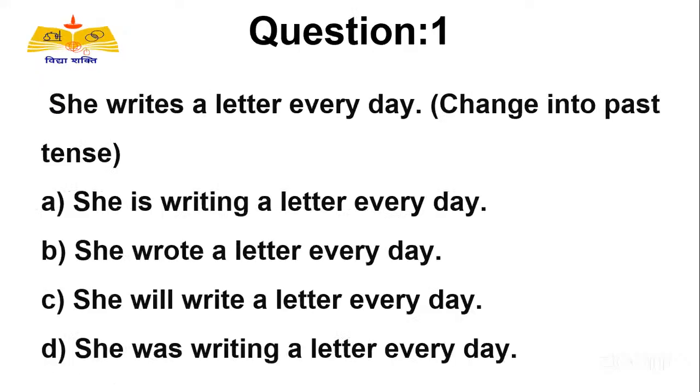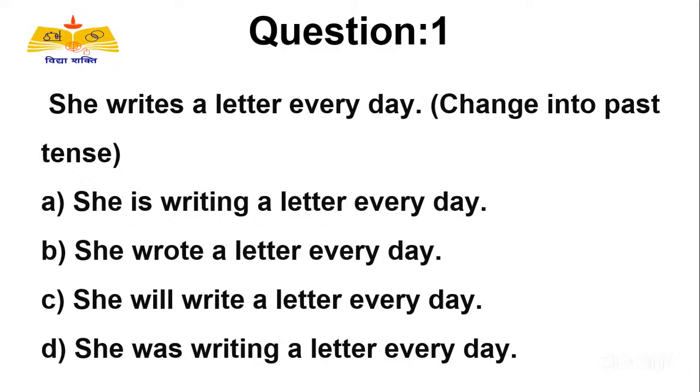The first question is: She writes a letter every day. Change into past tense. A option, she is writing a letter every day. B, she wrote a letter every day. C, she will write a letter every day. D, she was writing a letter every day.